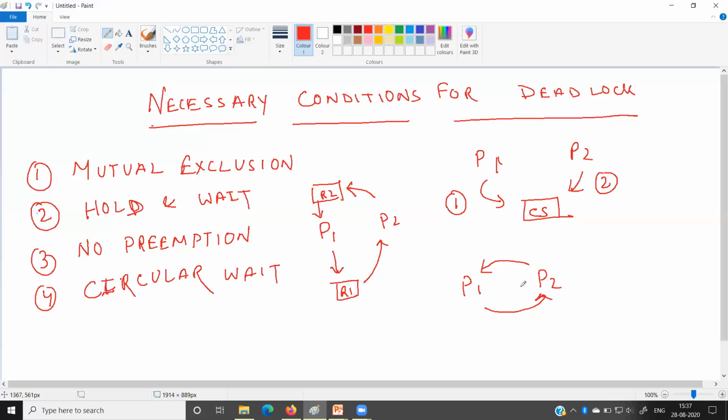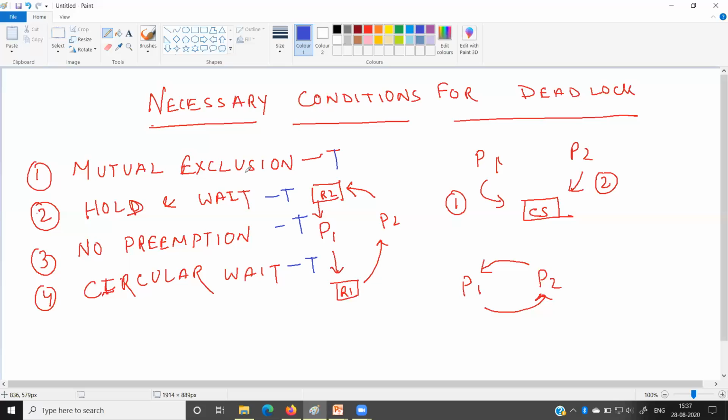So how can we solve the deadlock problem? We can solve the problem of the deadlock by avoiding any one of them. That means if all the conditions are true, this one is true, this one is true, this one is true, and this condition is also true, then the deadlock will occur.